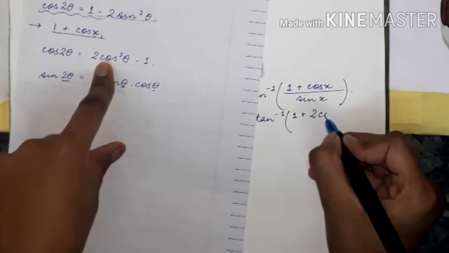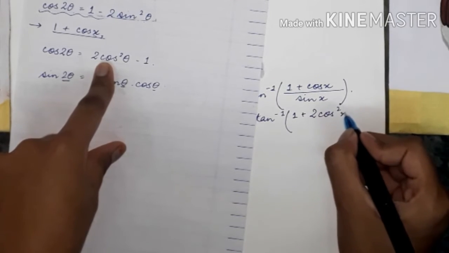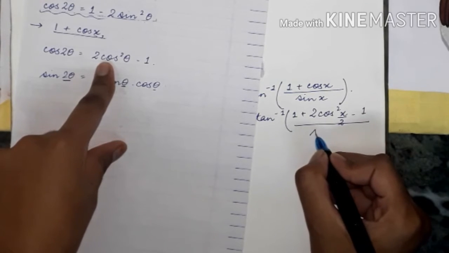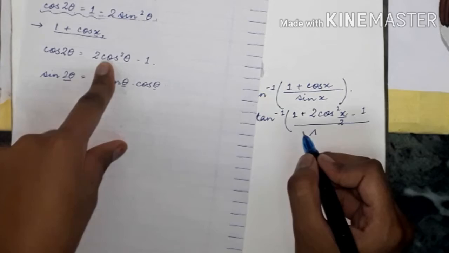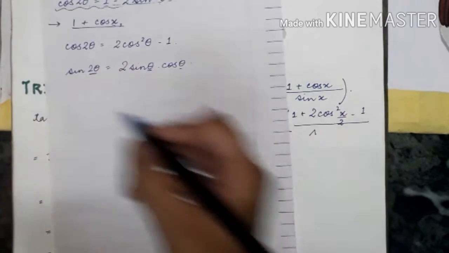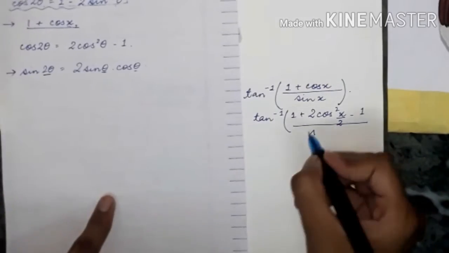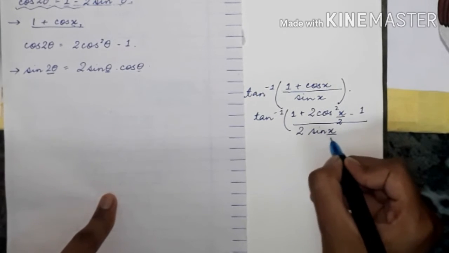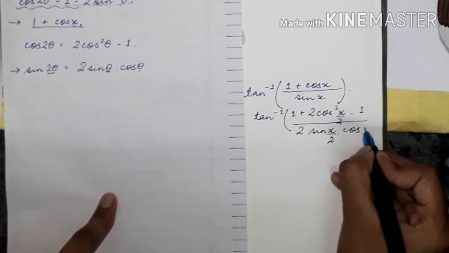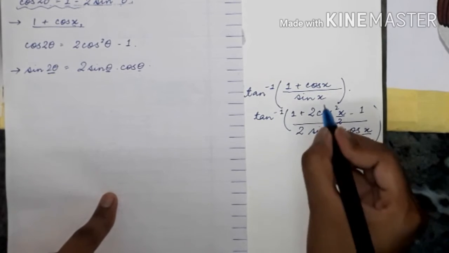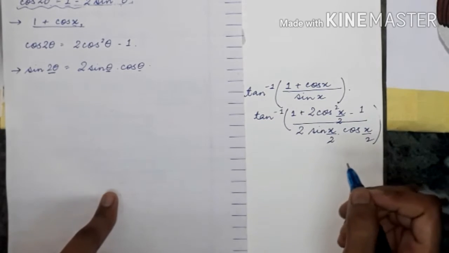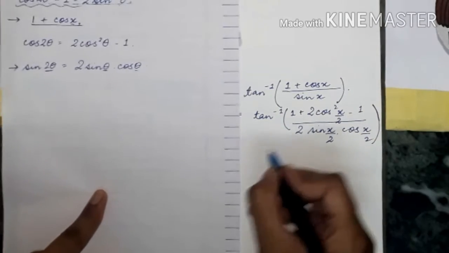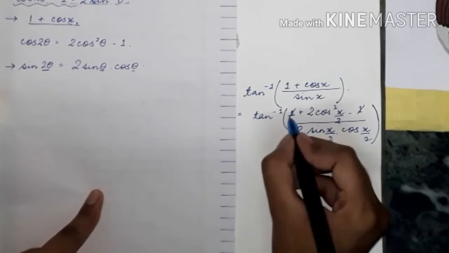2 cos square x, so here it will be x by 2, minus 1, upon, in place of sin x, you will use the formula of sin 2 theta. So it is 2 sin x by 2 cos x by 2. Here it is x, so here it should be x by 2. Don't confuse in it. Don't do silly mistakes. This one is removed, plus 1 minus 1.